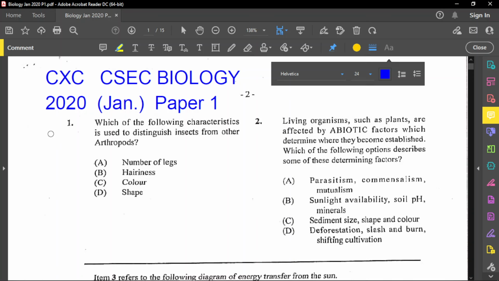Welcome back, everyone, to another CSEC Biology past paper review. Today, reviewing a January paper. It is a 2020 paper and is a paper one. All right, so let's jump into action with question number one.